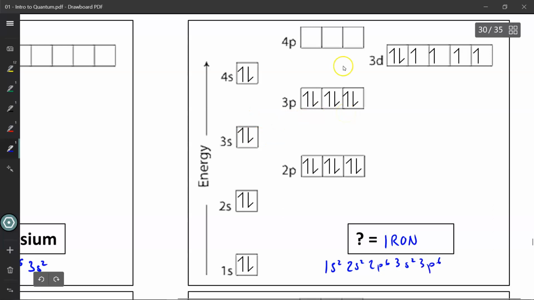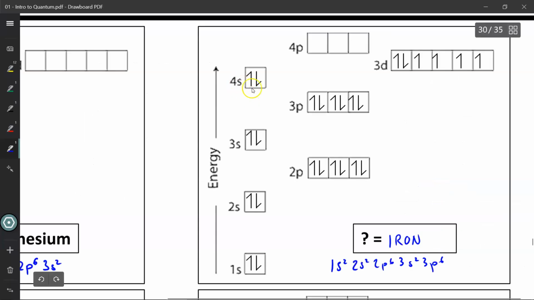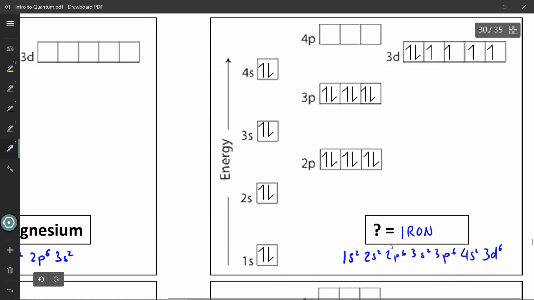Then it's a 3p6. Now after 3p6 we don't go to 3d. After the 3p is a 4s. Then we can go to a 3d afterwards. So I'm going to write out the 4s2 followed by a 3d, and this is a 2, 3, 4, 5, 6, 3d6. Alright, and that would be the electron configuration for iron.